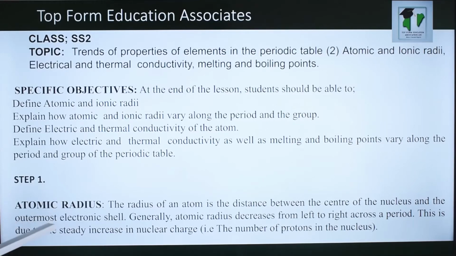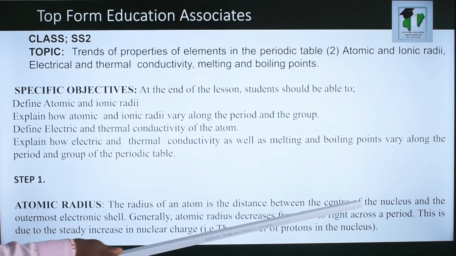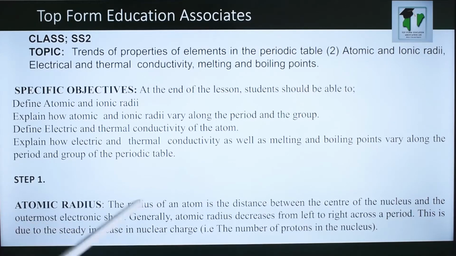Atomic radius. The radius of an atom is the distance between the center of the nucleus and the outermost electronic shell. Generally, atomic radius decreases from left to right across a period. This is due to the steady increase in nuclear charge, that is the number of protons in the nucleus.